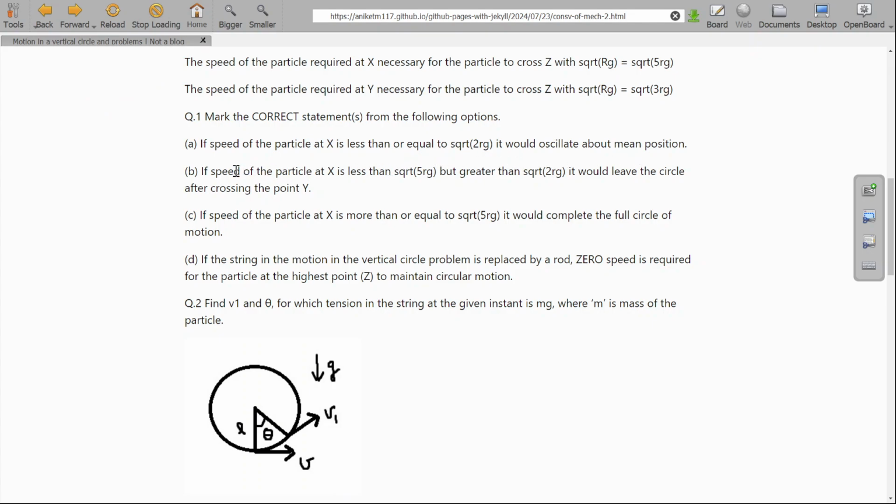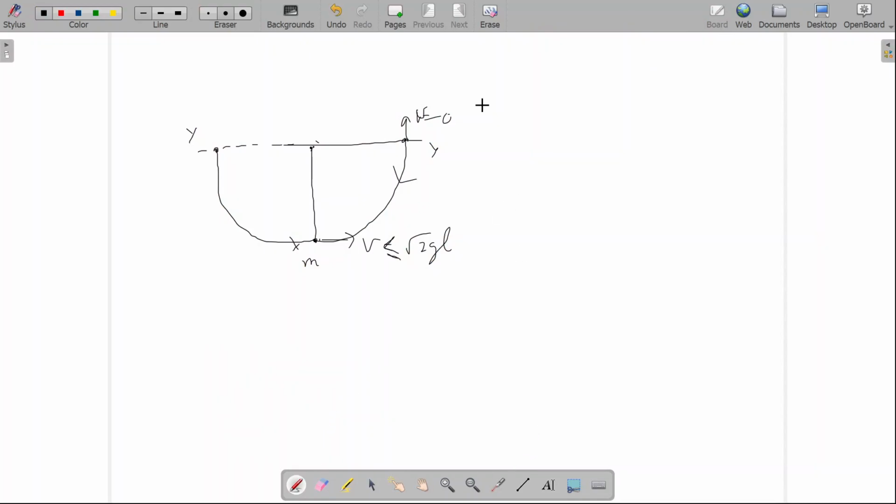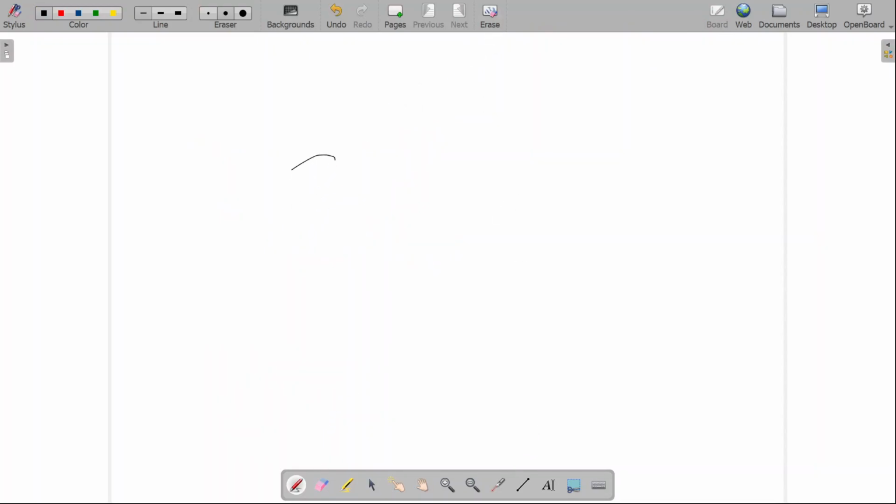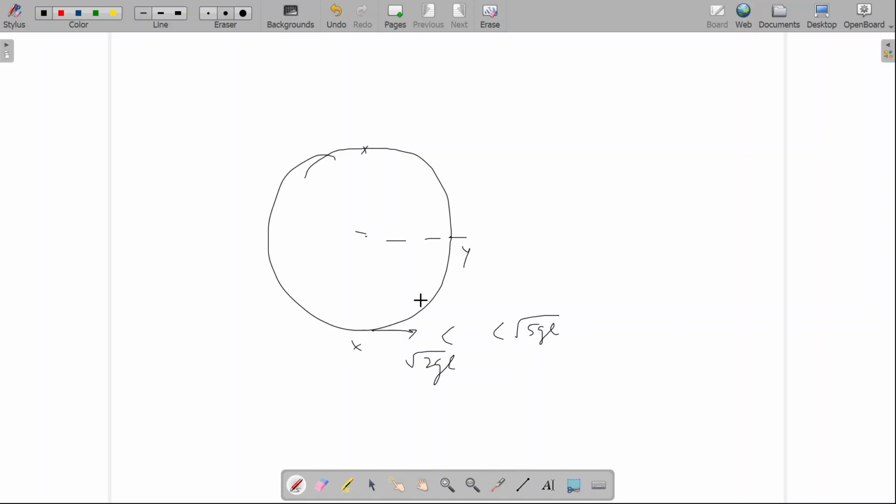This answer is right. If the speed of a particle is less than square root 5gl, that is less than the speed required to keep the particle moving in a circle, but more than square root 2gl, it would leave the circle after crossing point y. Now, when the particle is at the bottommost point, it has speed less than root 5gl. That means if the particle were to reach here, it won't move further in a circle. And with speed more than root 2gl, the particle is definitely going to cross point y. So what is going to happen, do you think?